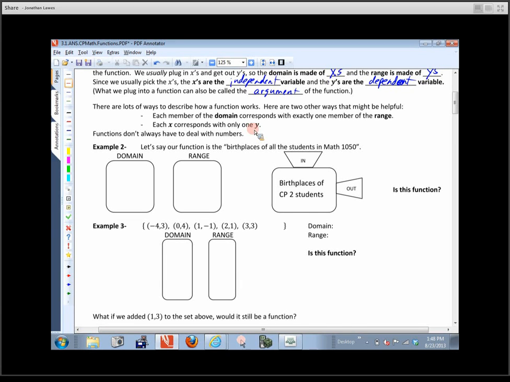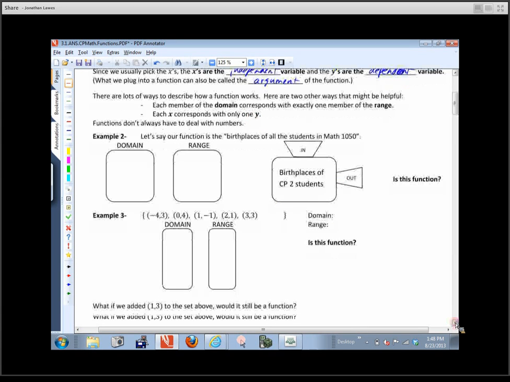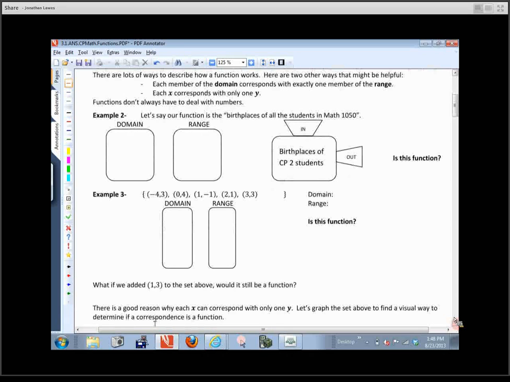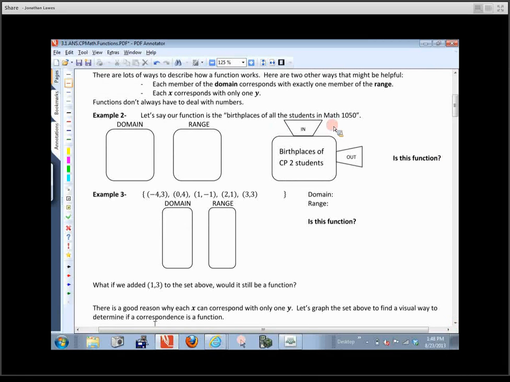I don't have to wonder, hey, what happened here? So you can have functions that work with things other than just numbers. I've got a description of a function right here. And we're going to change this to CP2. So our function is the birthplaces of all the students in College Placement 2. So you guys are all in College Placement 2. This entire class right here would make up the domain. So you guys would be the domain.